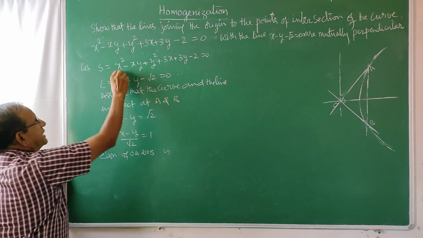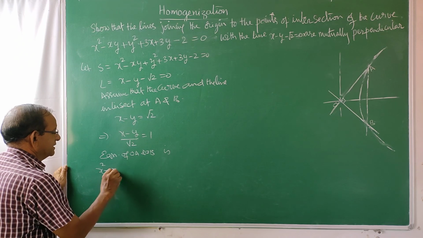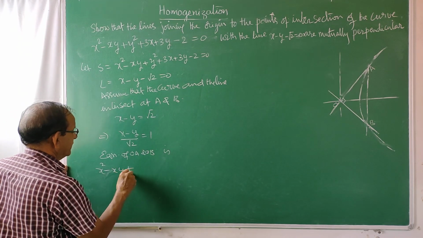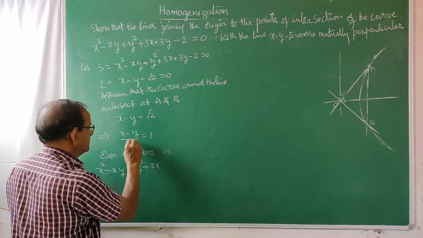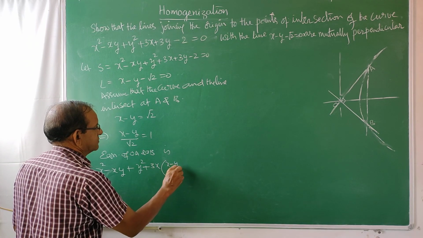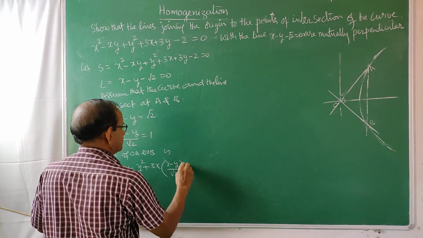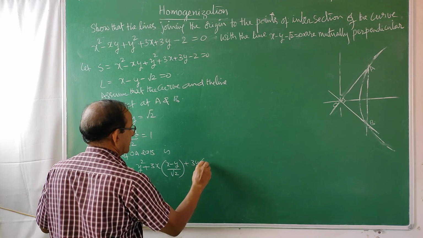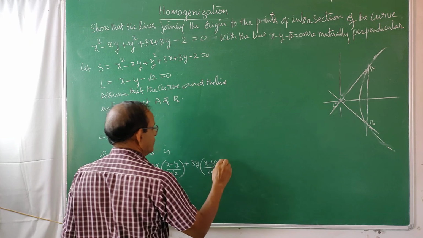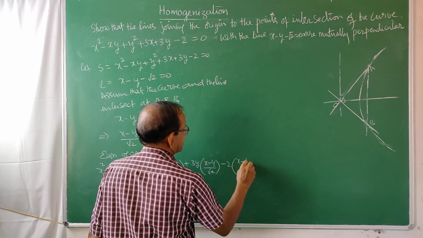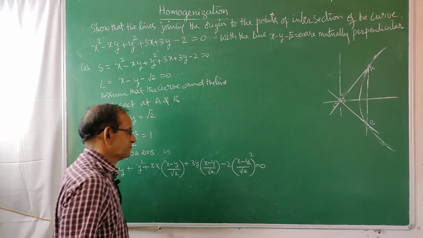The equation of OA and OB is x square minus xy plus y square plus 3x into 1, and 1 means this one, you have to write (x minus y) by root 2, plus 3y into 1, (x minus y) by root 2, minus 2 into 1 square, that is ((x minus y) by root 2) whole square, equal to 0.